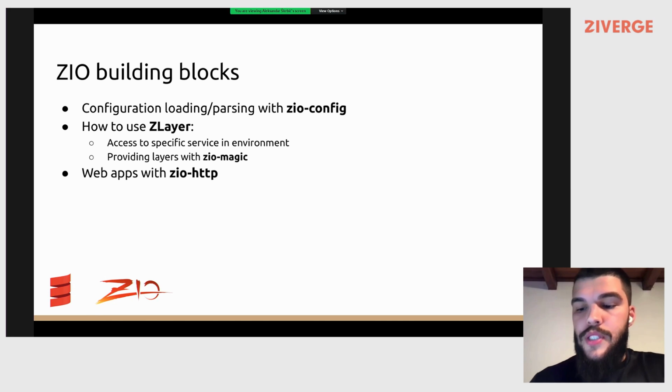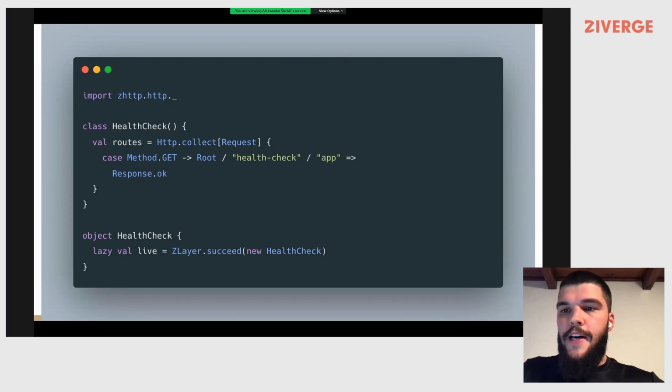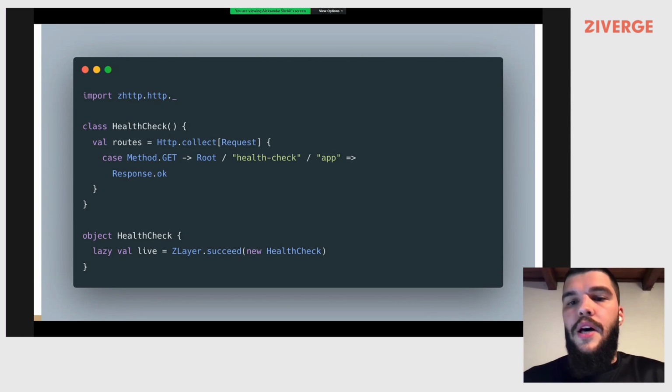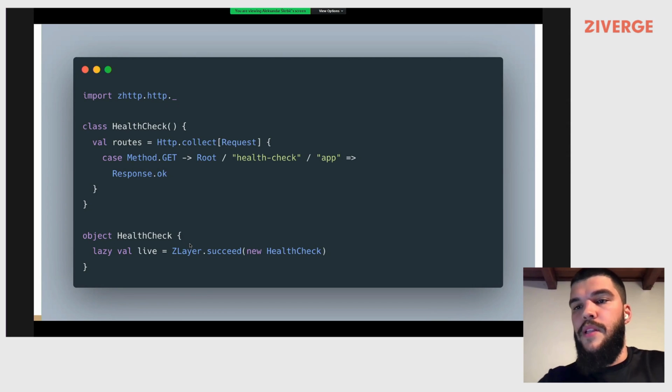So let's jump to an example ZIO HTTP app. We will just implement a web application with only one endpoint that will always return a response with status code 200 as long as our application is running. And generally, you can see here how intuitive and simple it is to implement an HTTP endpoint. In the companion object, we are just creating our health check endpoint and making a layer out of it.